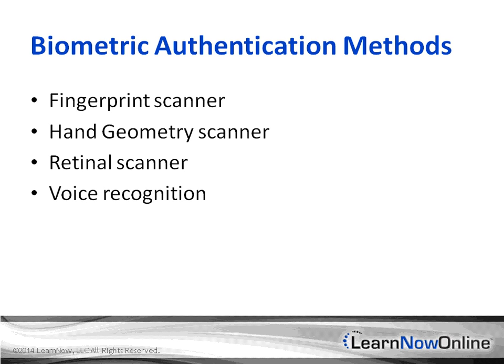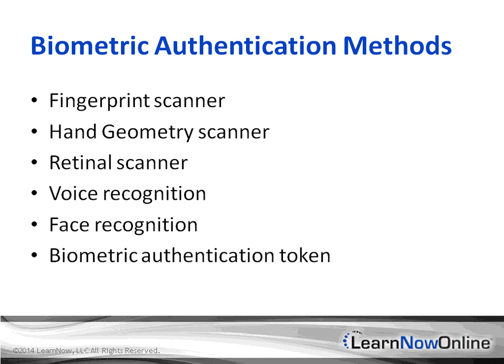Voice recognition, again using a voice print. Face recognition falls under the same kind of category as hand geometry. And a biometric authentication token. Now the difference between this one and all the others is that you store the info on a portable device, like a USB drive, so that that person can go from machine to machine if they need to and log on to different machines.